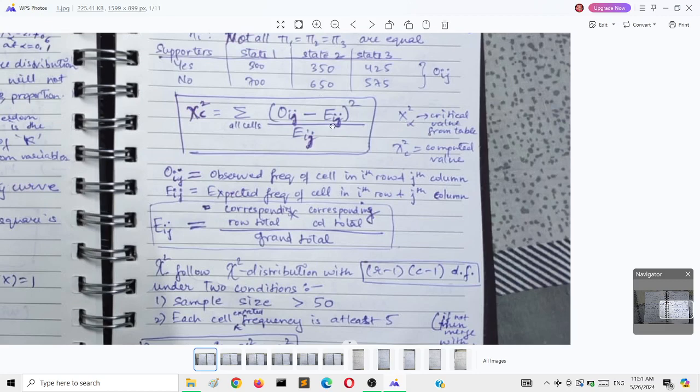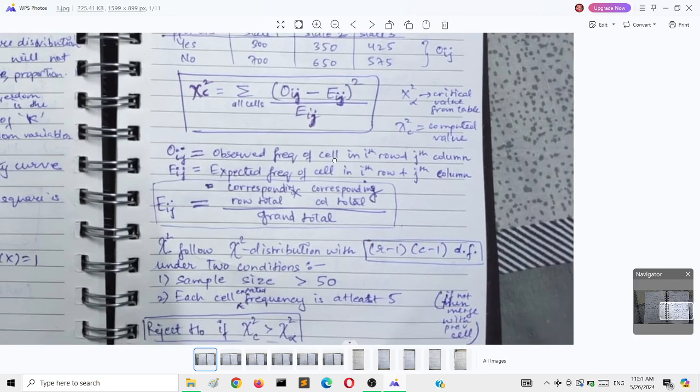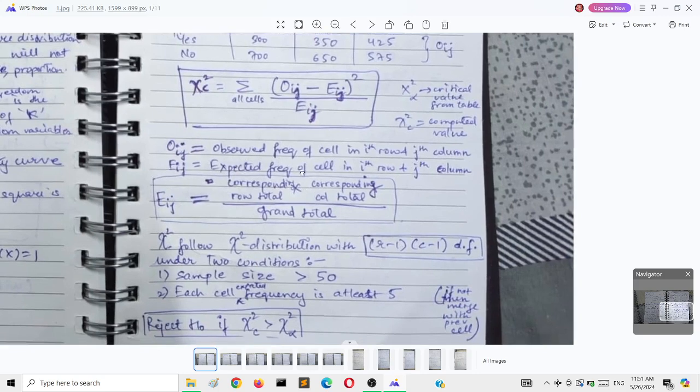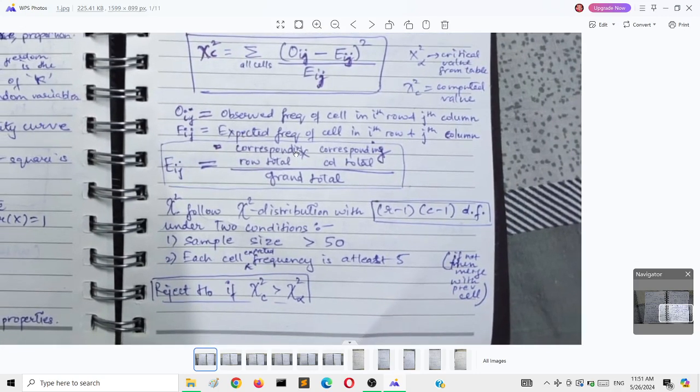Okay, so this Eij is the expected value, and Oij is your observed value. This is the actual value which you see from the table, and this is the value which you expect to come. Now Oij is the observed frequency of the cell in the ith row and the jth column, and Eij is the expected frequency of the cell in the ith row and the jth column.